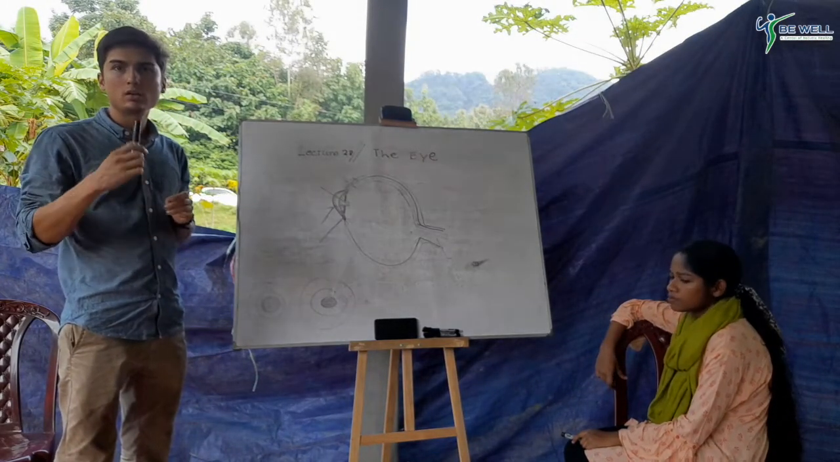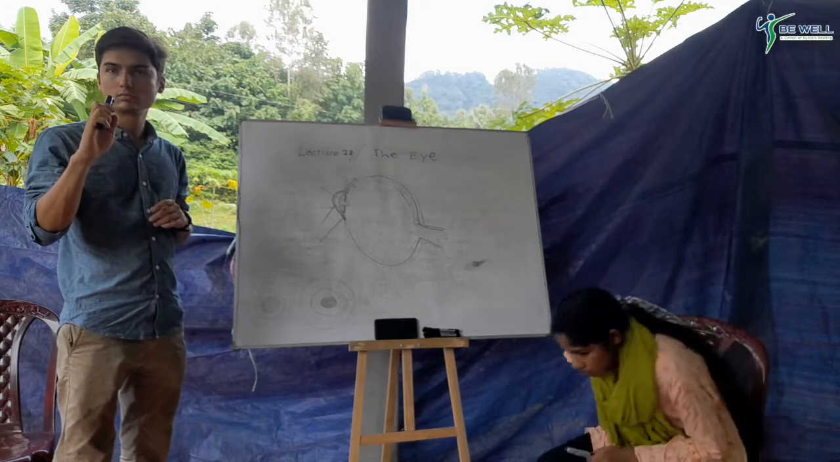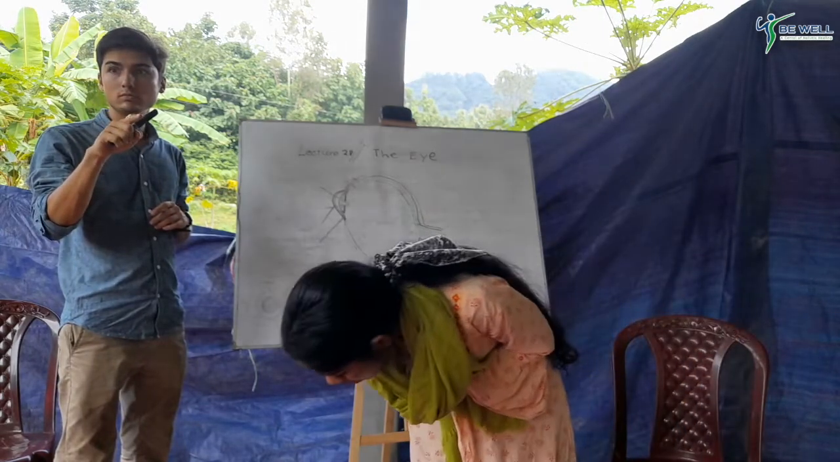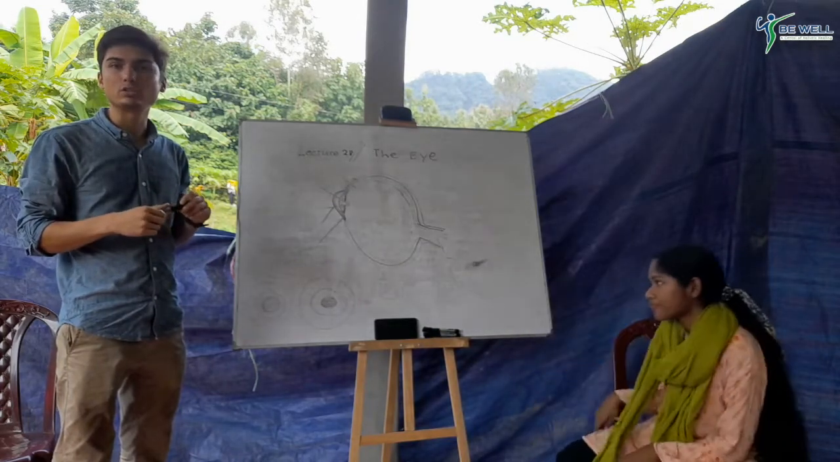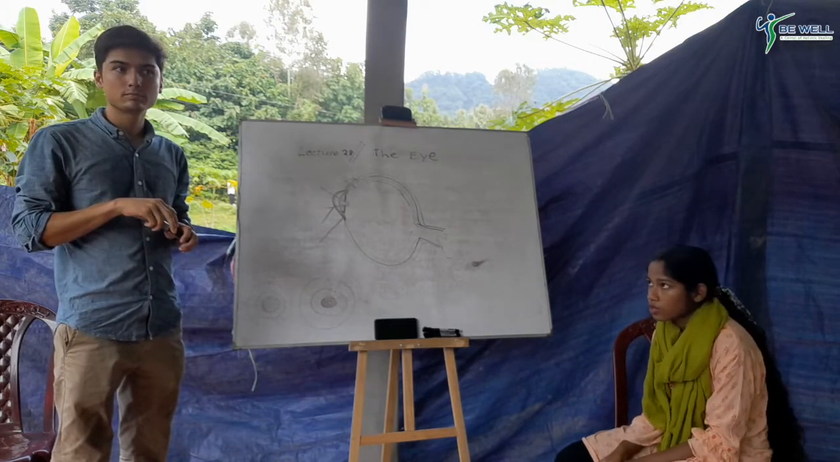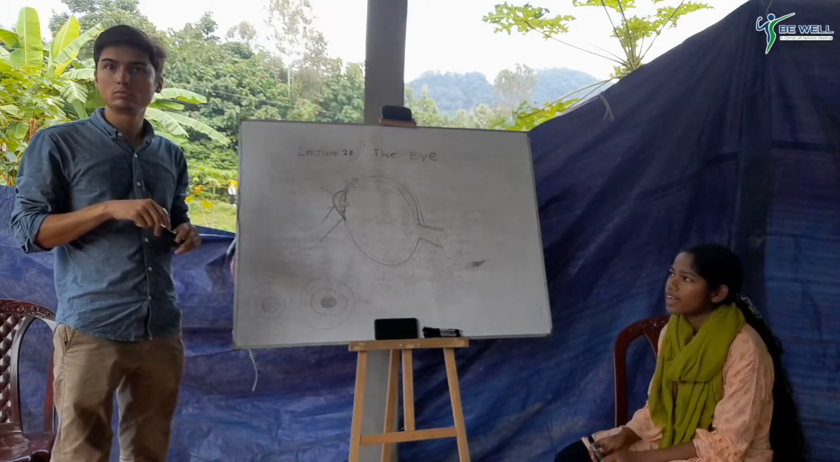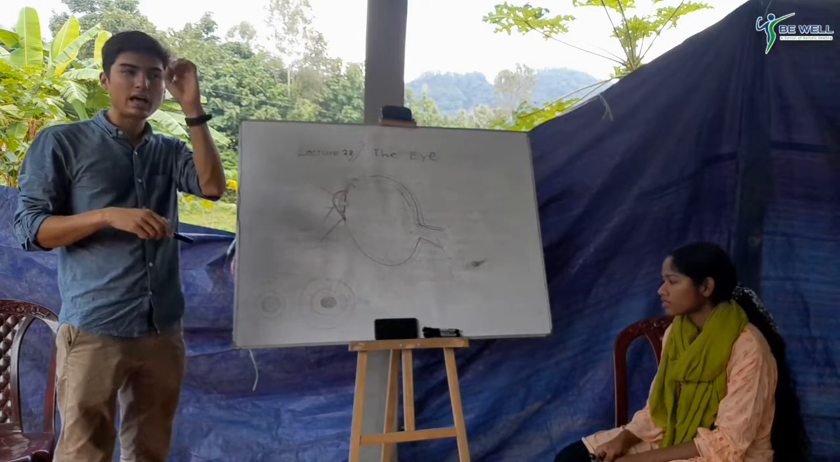Now let me ask you a question. What is the black thing called in your eye? It's called a pupil. And what is its function? Zoom. Let light in. To let light in. It's to allow light to enter.